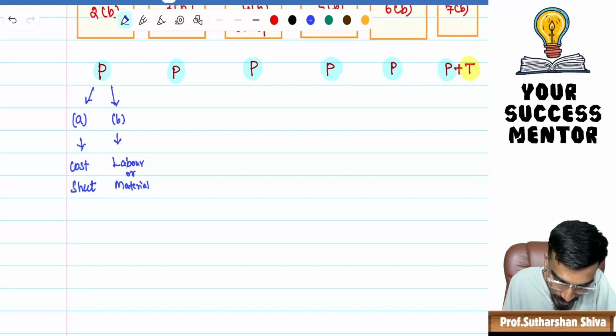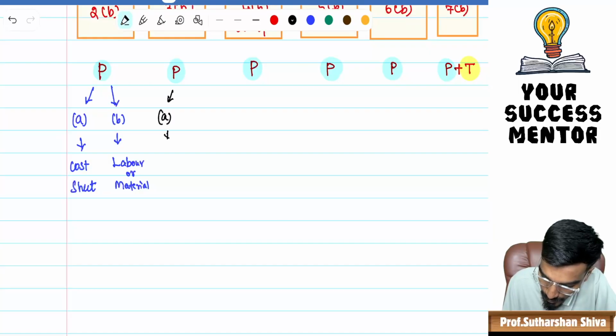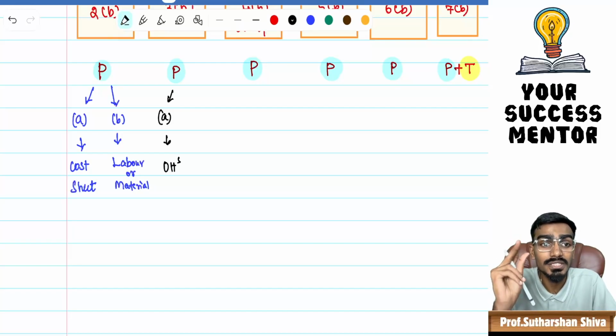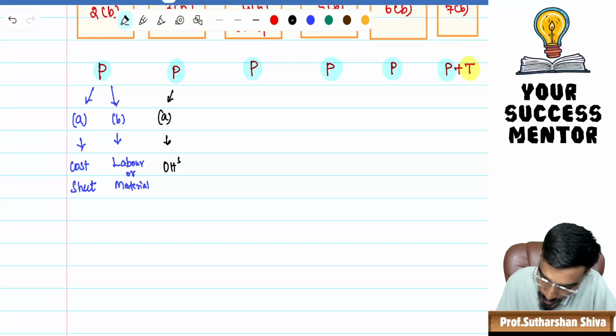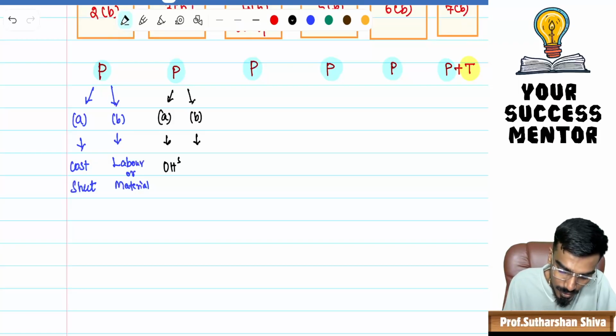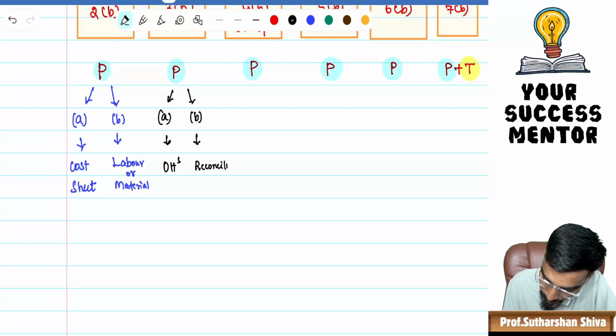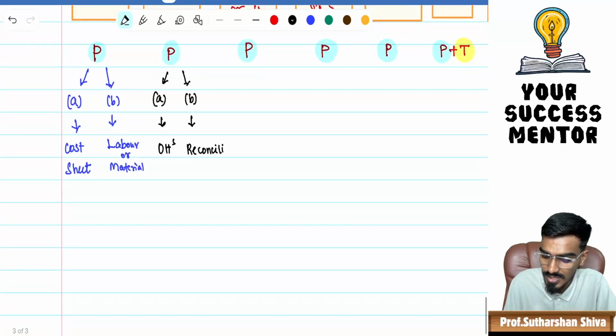Then 3A will be from OHS. What is OHS, sir? Overheads. OHS means overheads. Here 3B, you will be having a reconciliation statement. Reconciliation.